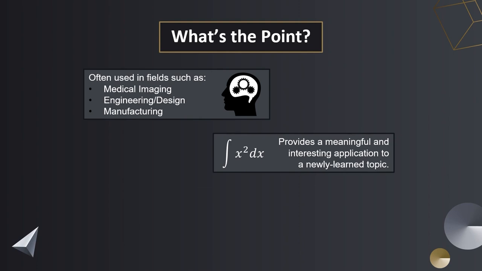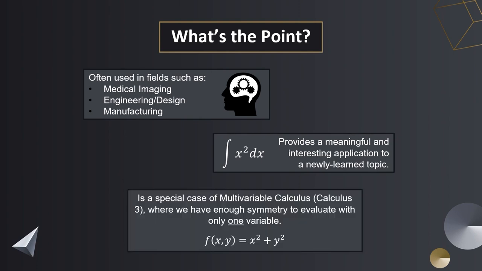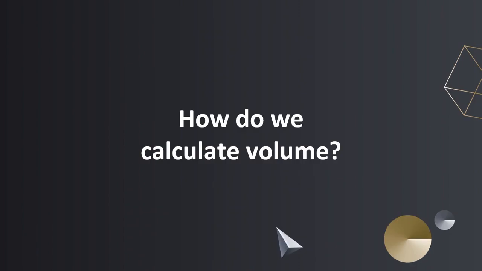Also, in Calc 3, this is something you would do all the time, except you have to use different variables. You have to include more: x, y, z, all three of those. In this case, though, we have enough symmetry that we can use only one variable, which makes it great for Calculus 1 techniques. So how do we actually calculate this volume?